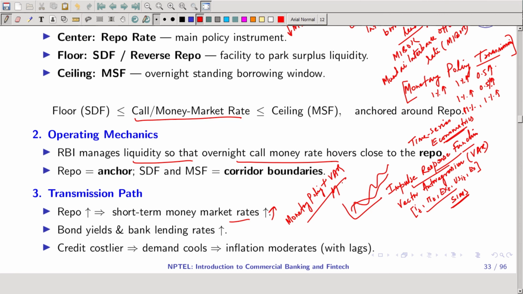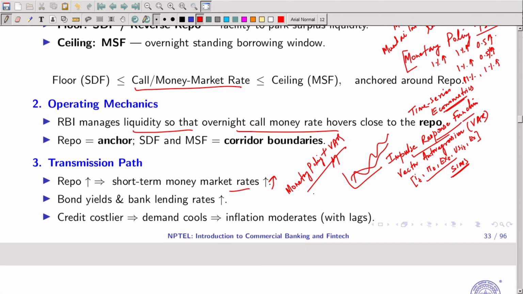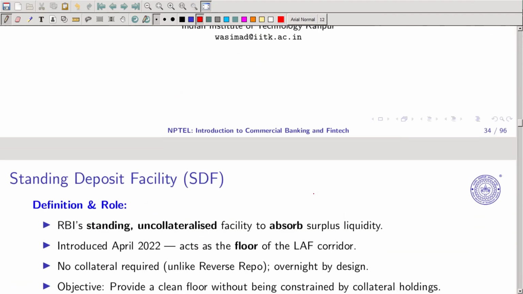So, let me summarize what we are trying to understand here. We have different tools, but the ultimate objective is to maintain the liquidity. As the repo rate is going up, the short term money market rates go up, and bond yields and bank lending also go up, and this makes credit costlier, and as a result we are able to control inflation, which is one of the important objectives of the central bank. Now, let us go to the next.